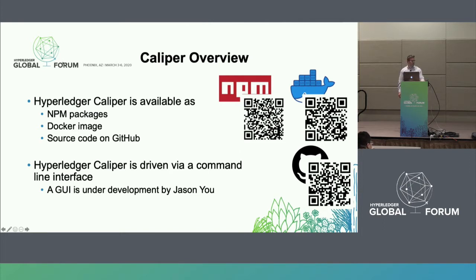On NPM, we're at around 2,500 downloads, and on Docker Hub, we've got about 1,000 pulls. So we are getting there. And when you're using Caliper, it's mainly driven via command line interface at the moment. Big shout out to Jason here. If you were at his presentation earlier, he's been putting together a GUI in front of this, which just makes everything so much easier to consume.